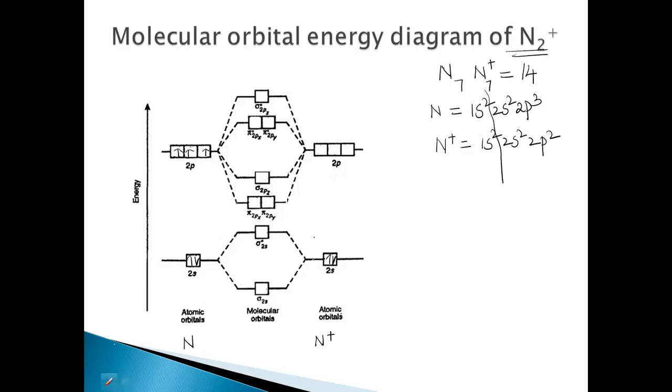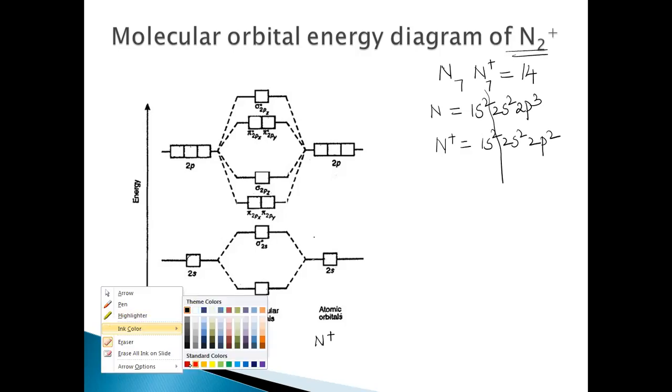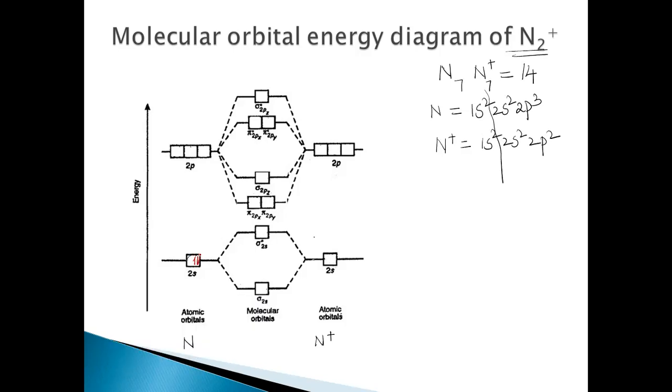So I'll use a red color one. Yes. Here there are 2 electrons. Here there are 3 electrons: 1, 2 and 3. For N plus also here there are 2 electrons. Here there are only 2 electrons. So these two will mix, resulting in the formation of 2 molecular orbitals. So 4 electrons will fill up. First, this bonding molecular orbital will get filled up, then the anti-bonding molecular orbital, sigma and sigma star of 2s.